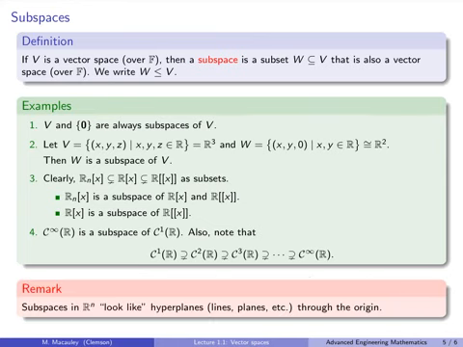Finally, I want to leave you with a remark that subspaces in n-dimensional space, this is the vector space that we are all the most familiar with, look like, geometrically, hyperplanes. By that I mean lines, planes, or higher dimensional planes that go through the origin. That's the key point. They have to contain the zero vector.